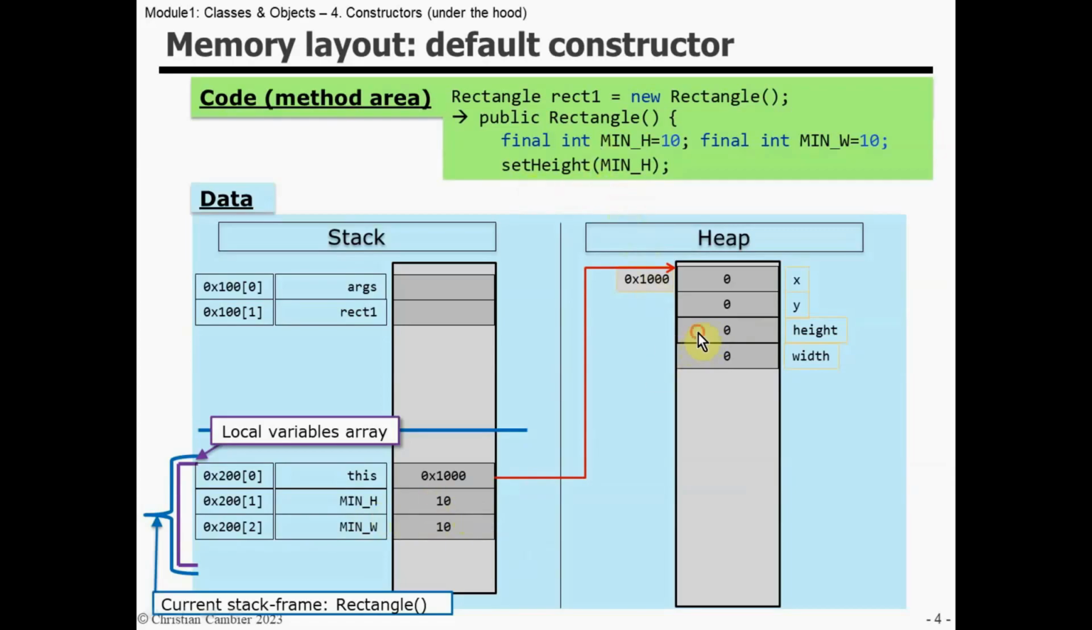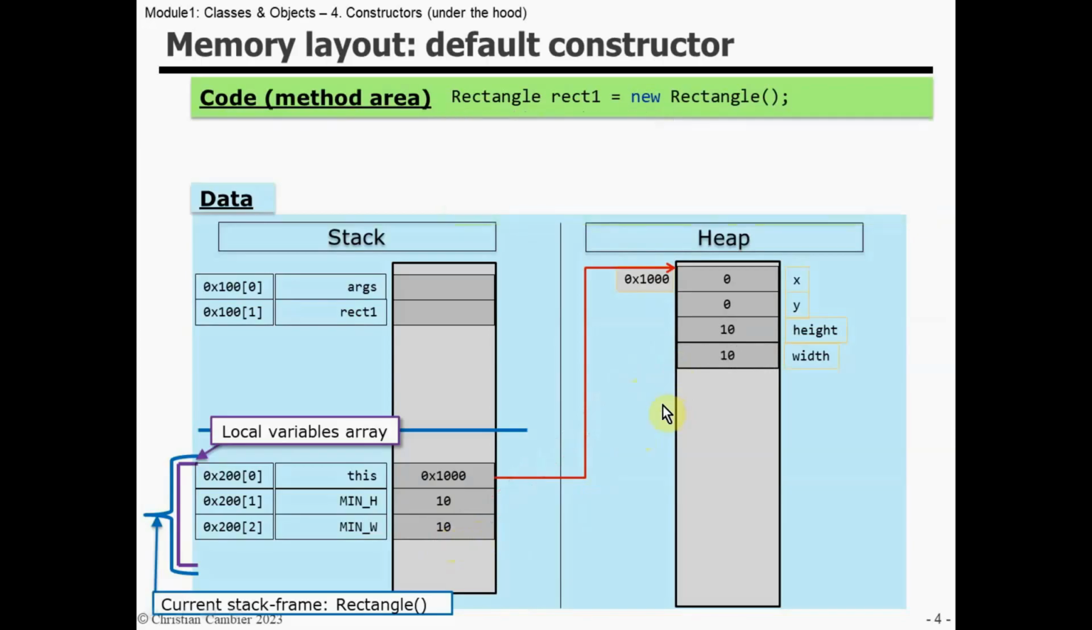I'm going to execute it. The value of 10 is copied. Same for the width, so copy the value of the local variable to the property of the objects. Okay, our object is in a valid state. That's enough for the default constructor.